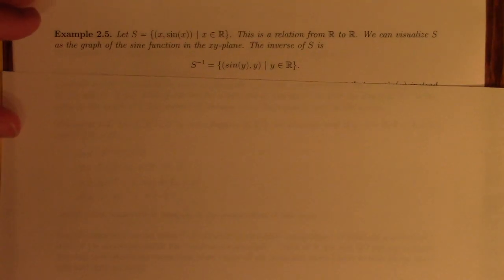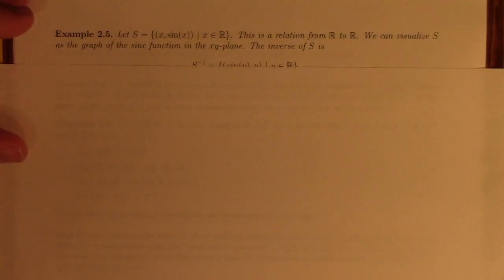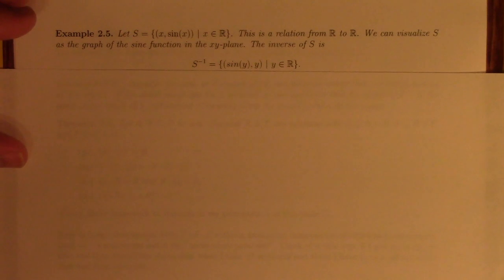Such that x is a real number. This is a relation from the reals to the reals. And we can visualize it as the graph of the sine function, right? And the inverse would just be flip the sine and the x. And I used a y.